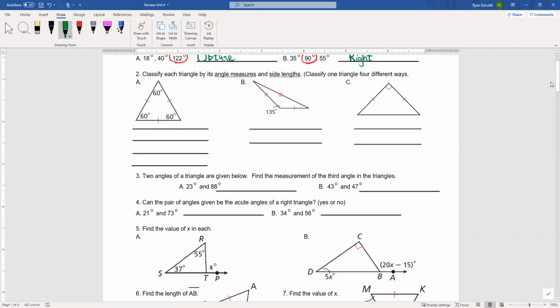Okay, so for number 2, we have to classify each triangle by its angle measures and its side lengths. You'll notice that A has 4 blanks. Let's first do angle measures. A triangle that has 3 angles that are 60 degrees each is called an equiangular triangle. Since they're all acute angles, this is also an acute triangle.